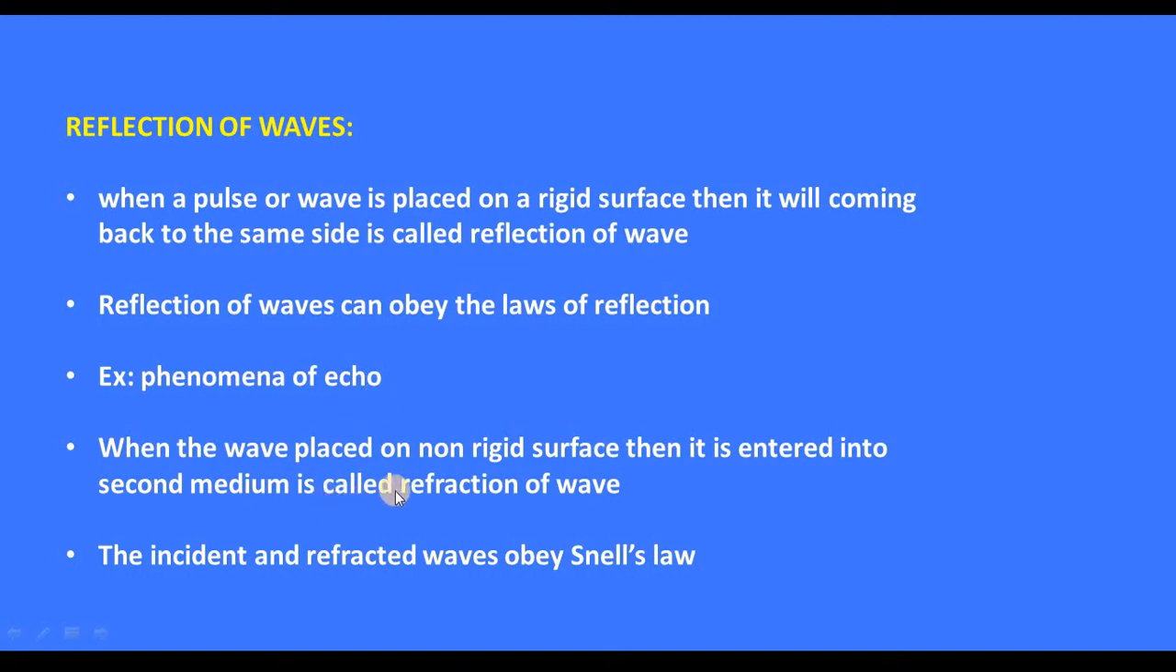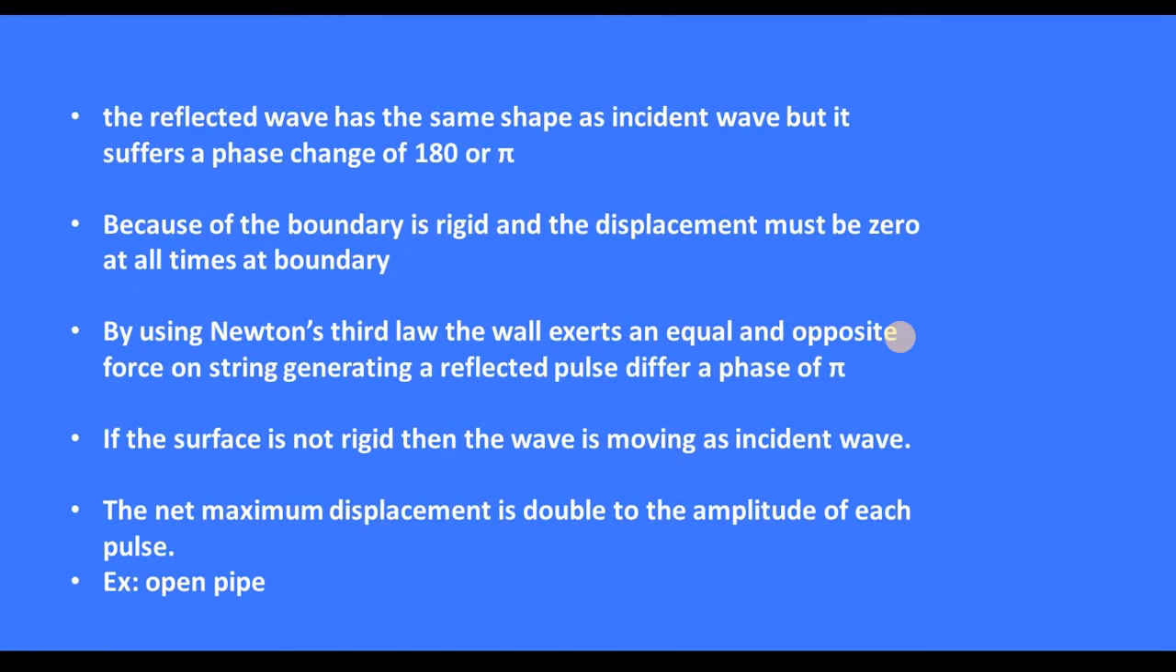Next, if the wave is incident on a rigid surface, it comes back to the same side. But if you place a non-rigid surface, the wave enters the other side of the medium, and that is known as refraction of a wave. The refraction of waves obeys Snell's law. Snell's law says the ratio of the sine of the angle of incidence to the sine of the angle of refraction is always a constant. So sin i / sin r is constant, equal to the refractive index of the first medium with respect to the second medium, n12.